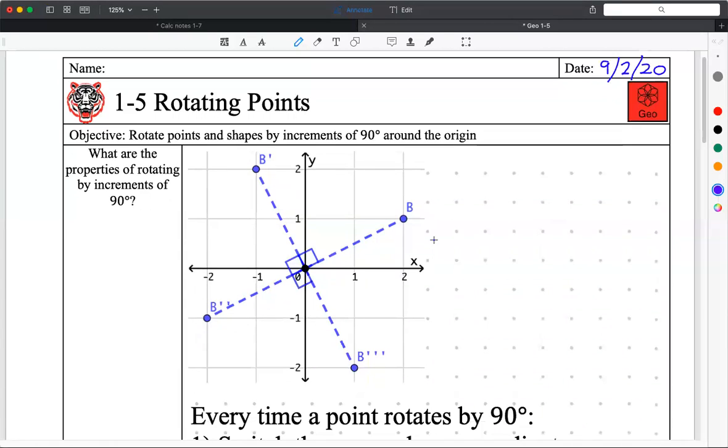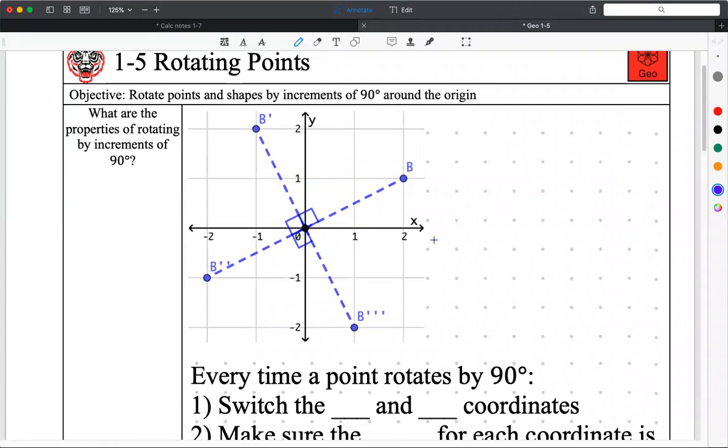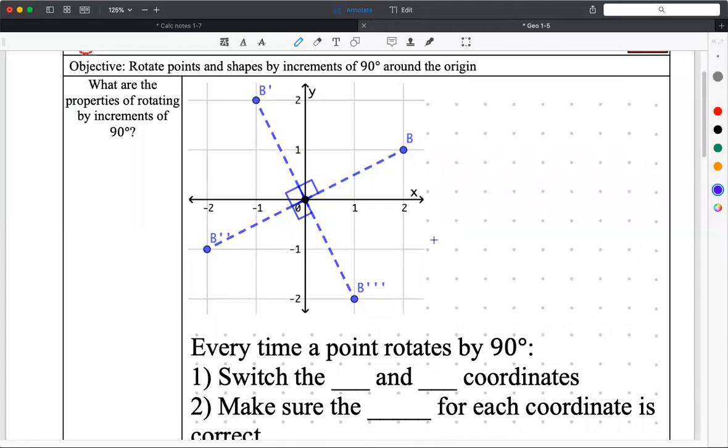I wonder. It's the same thing, but now a little bit more formal, and we have to worry about if things are positive and negative. So let's talk about what are the properties of rotating by increments of 90 degrees. So assuming that we start with B, let's go ahead and write down the coordinates of B. What are the coordinates of B here?